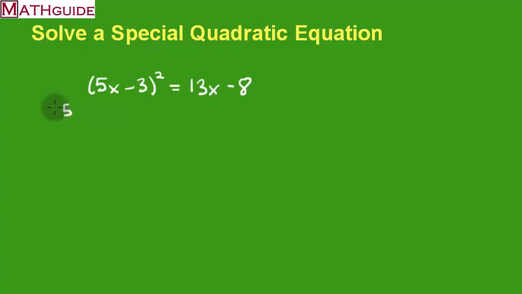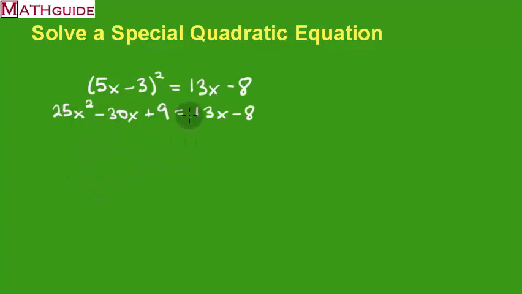But of course I know that that would be 25x squared. I know that I'm going to get a 15x and another 15x. And I know I'm going to get a negative 3 times negative 3, which is positive 9. But if someone were to use a multiplication table, multiply 5x minus 3 times 5x minus 3, that's what it means to square it, that's what you get.